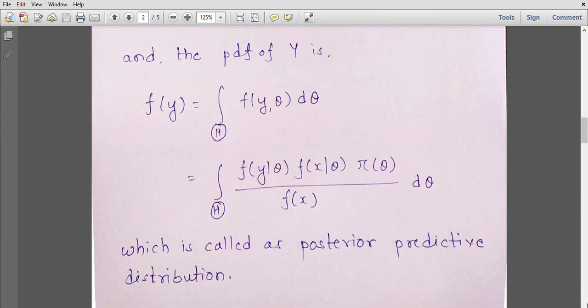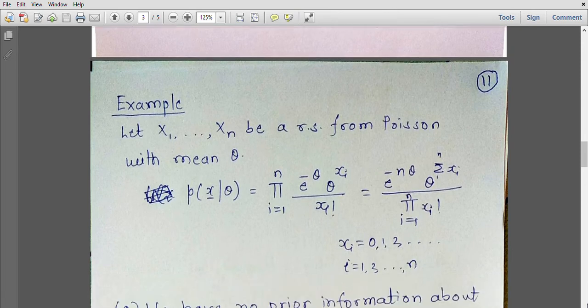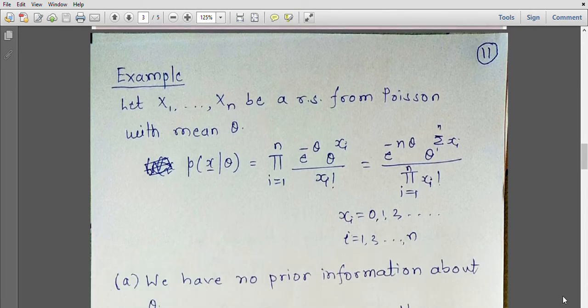So let us see an example in order to understand this better. Suppose we are dealing with Poisson random variables having mean theta. So the distribution of x1, x2, ..., xn given theta will be like this: e raised to minus n theta, theta raised to summation xi upon product of xi factorial, where xi's will be from 0, 1, 2 onwards.